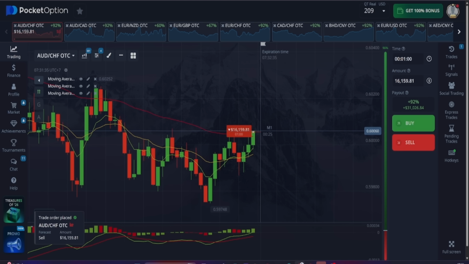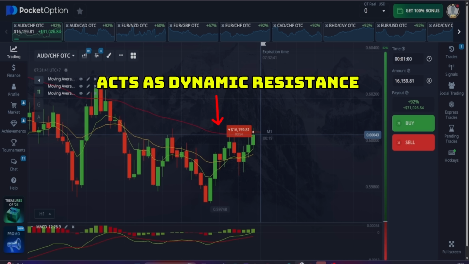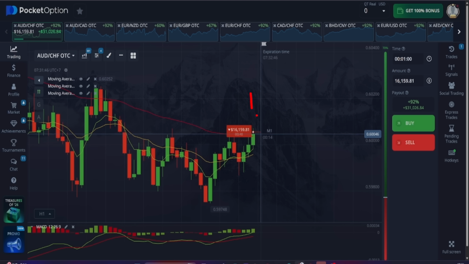I'm entering a sell position here, and let me explain the logic clearly. The red moving average represents a major dynamic resistance, an area where price often struggles to move higher. You can see that when price approached this red line, it lost momentum and failed to break above it. This rejection tells us that buyers are getting weaker, while sellers are stepping back into the market. Because the resistance is still respected, taking a sell here is a high probability decision, not an emotional entry. Now let's stay patient and observe how the market reacts.